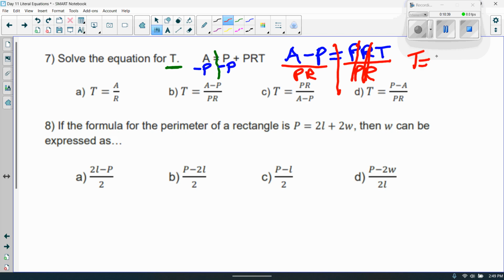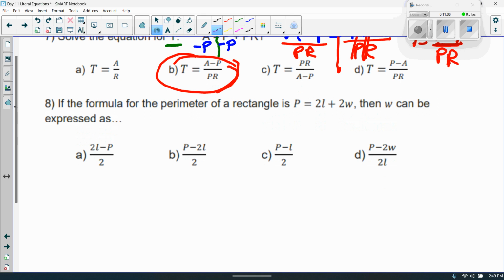T equals A minus P over PR. And again, you know you did it right because it's the letter that we want all by itself. So now we just got to find it. And what do you know? It's B. Okay. So you just got to look past the idea of, I don't get this, there's no numbers, it's not possible. You just got to say to yourself, okay, it's the same steps as if there were numbers.